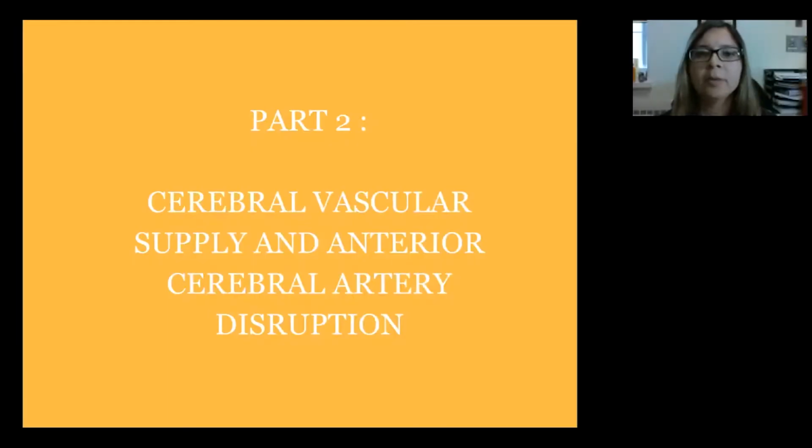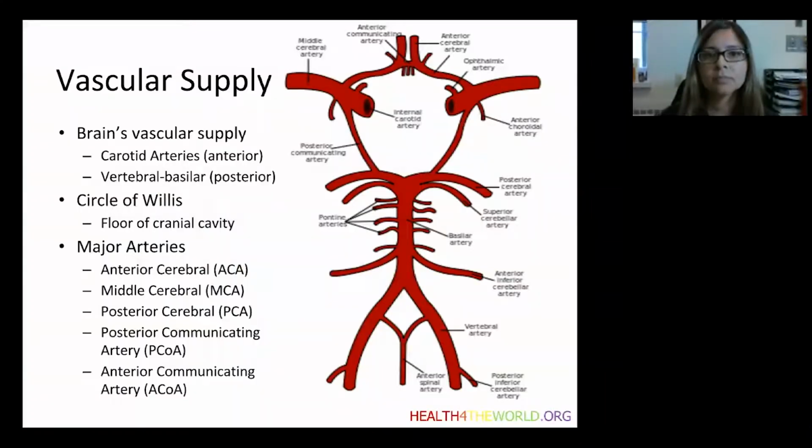In this part, I'll be talking about cerebral vascular supply and then specifically focus on the anterior cerebral artery and consequences of disruption of that artery. Here in the image on your right, you can see a simplified version of the vascular supply to the brain.